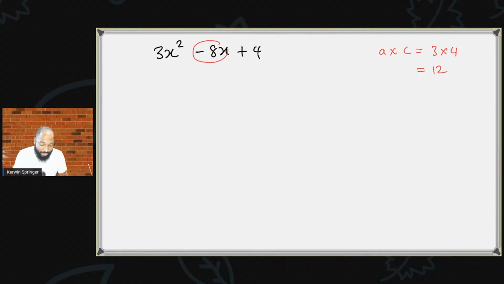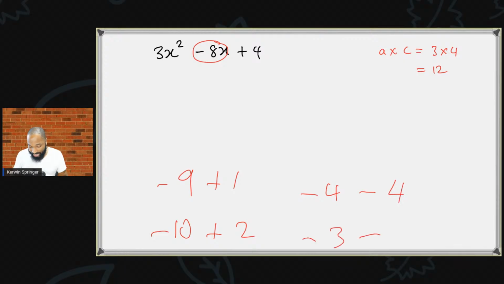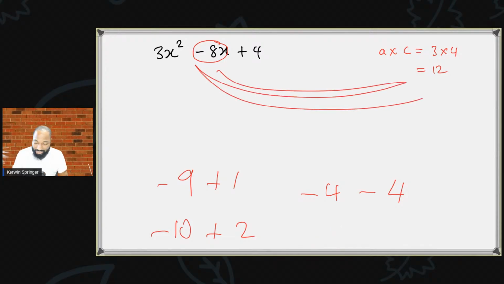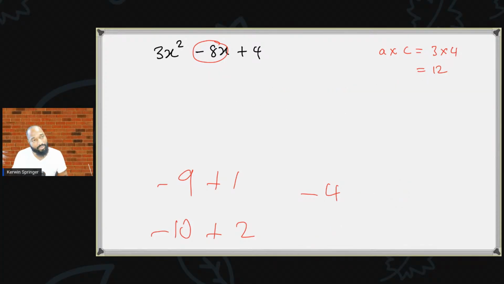There are unlimited numbers I could multiply to give me negative 8. Do you know that? I could add negative 9 and 1. I could add negative 10 and 2. I could add negative 4 and negative 4. I could add negative 3 and negative 5. There are unlimited combinations. So if you're looking at this, you have to keep glancing. Better you just start with this one.